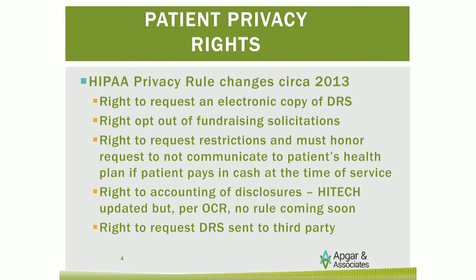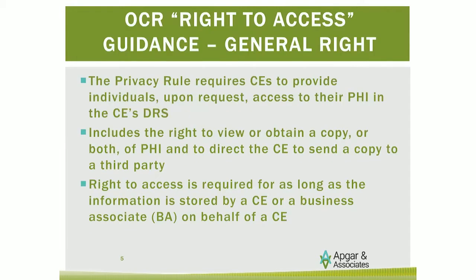The other thing that came out of the omnibus rule was the ability to request that a designated record set be sent to a third party without charging that third party any more than you would have charged the patient. So that's sort of a then and now type of thing. And a little bit of an overview on the right to access itself. So what happened?